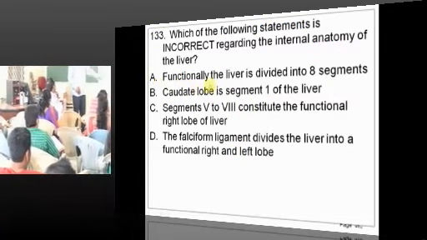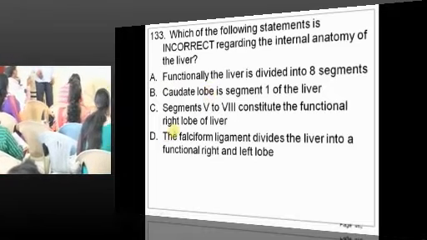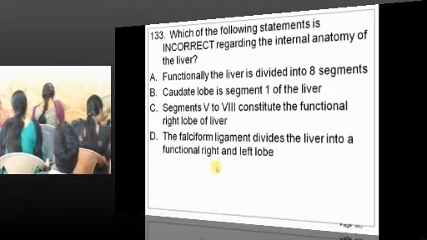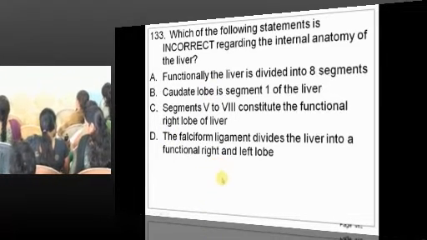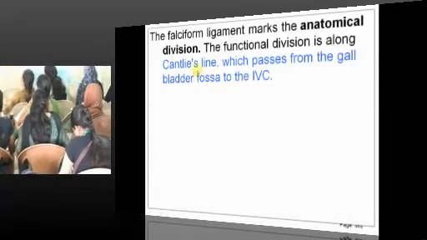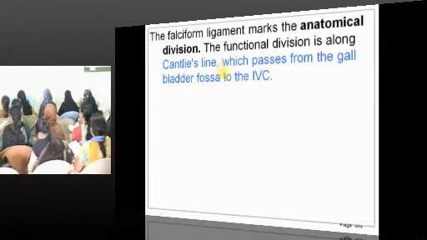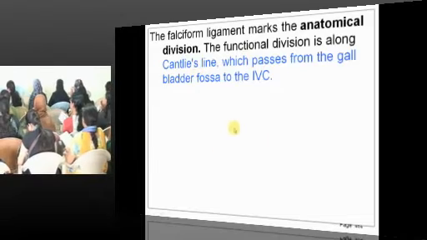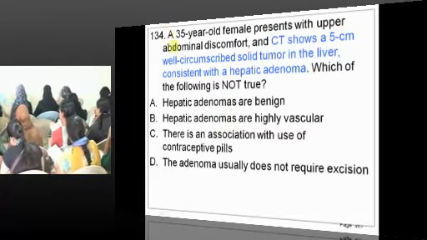What is wrong about the internal anatomy of the liver? D. So what is the falciform ligament dividing the liver into? Anatomical. Who divides it into functional? Cantlie's line is the one which divides it into functional.